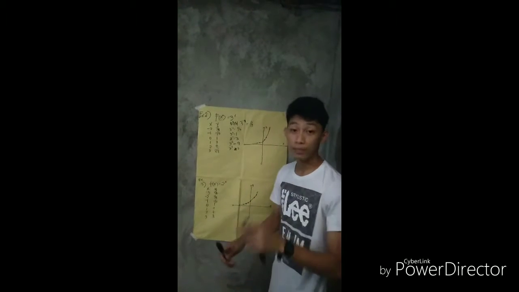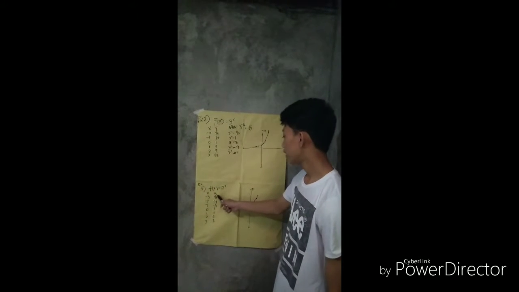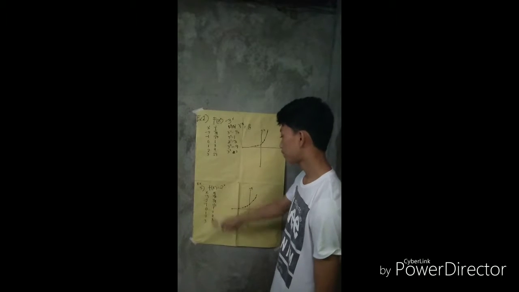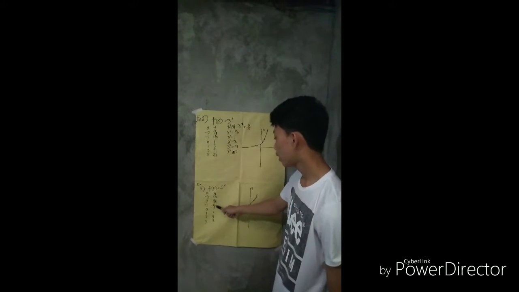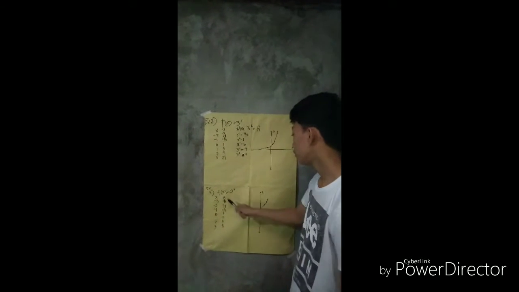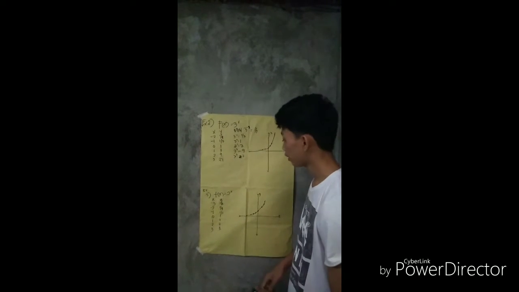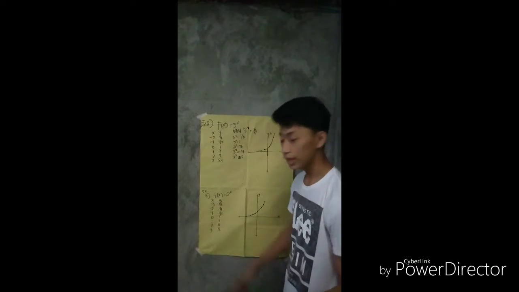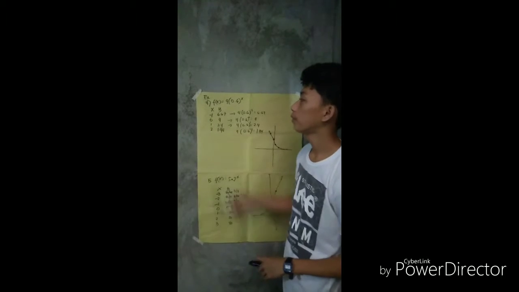So let's substitute again. 2 to the power of negative 3 is 1/8. 2 to the power of negative 2 is 1/4. 2 to the power of negative 1 is 1/2. 2 to the power of 0 is 1. 2 to the power of 1 is 2. 2 to the power of 2 is 4. 2 to the power of 3 is 8. So here is our graph for our given. Here is our example number 4.